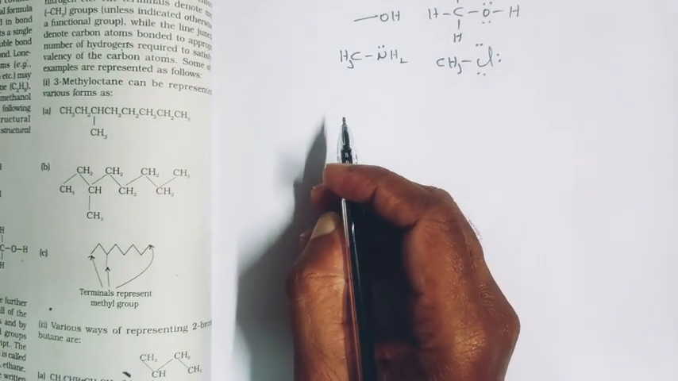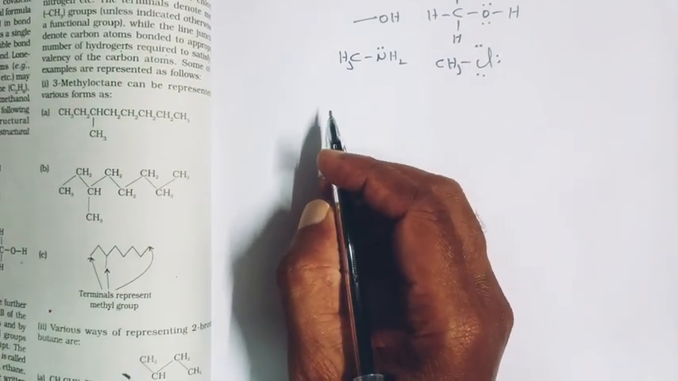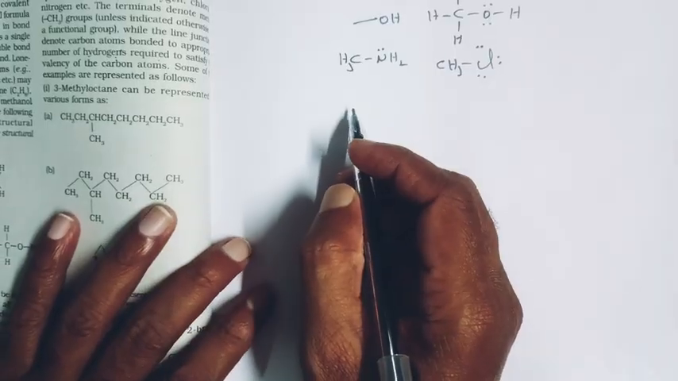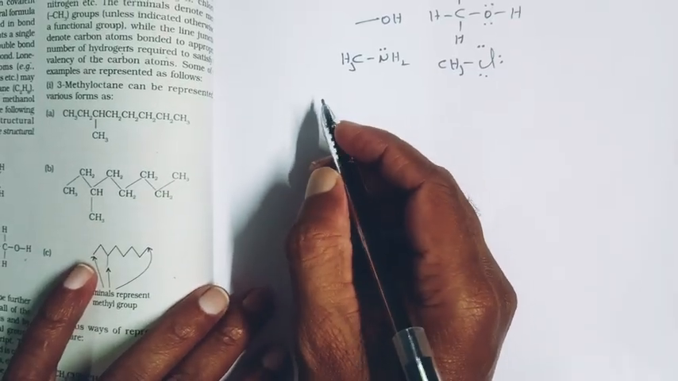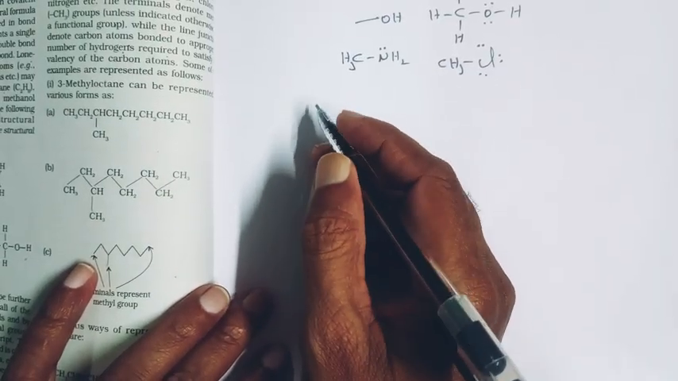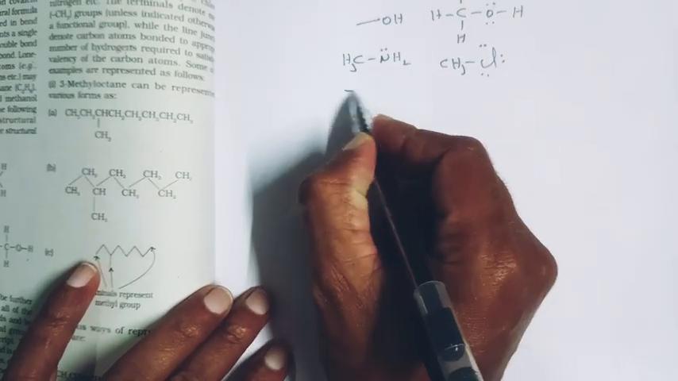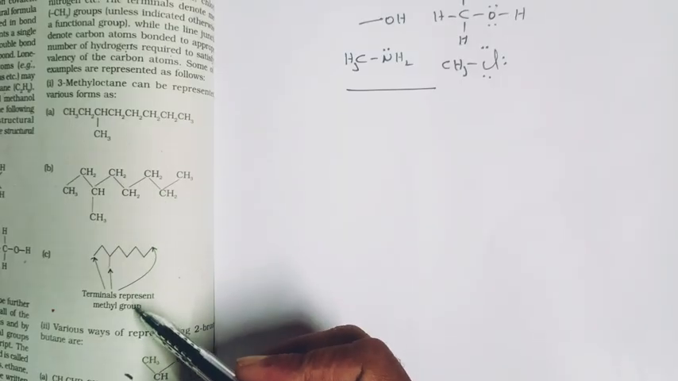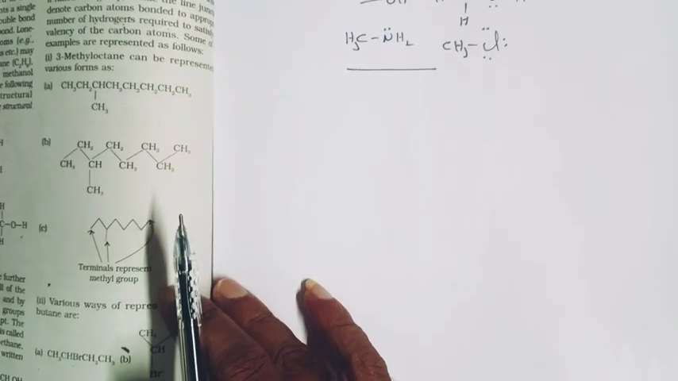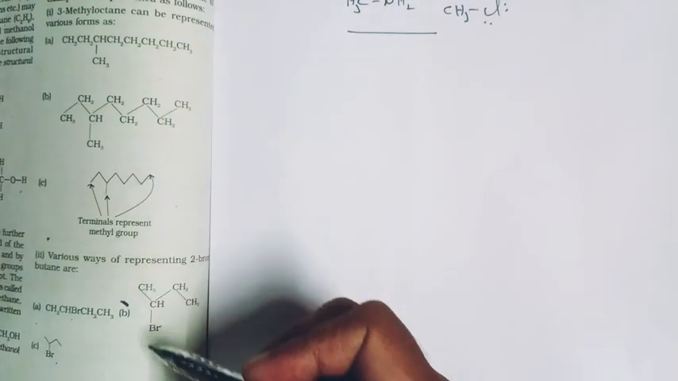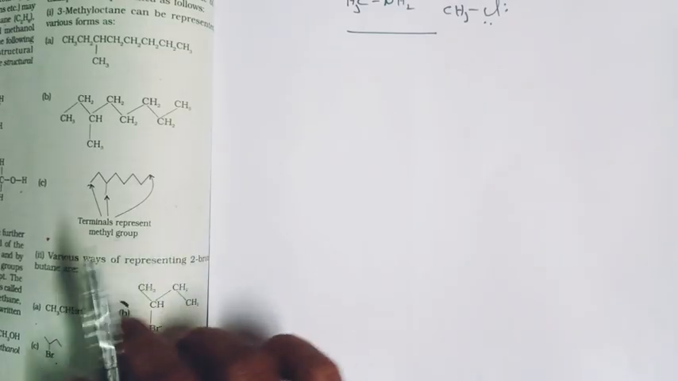Good evening, students. In the previous video, we have seen condensation structures and bond line structures. That means various ways to write the structures of organic compounds. In the textbook, all these examples we have seen yesterday, that means in the previous video.